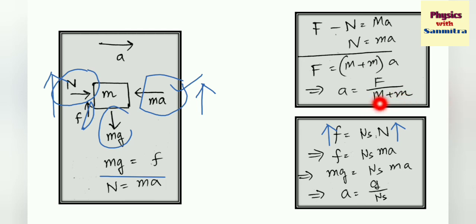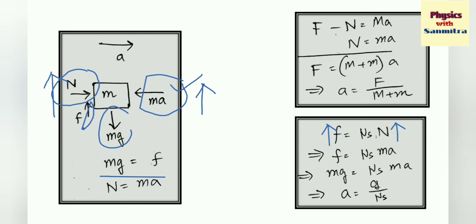Now see, f is equal to mu s into N. So friction is equal to mu s into m into a. See, N is equal to m into a, so f is mu s into m into a. Friction f is equal to mg from here. This friction force is balancing this force mg, the weight. So mg is equal to mu s into ma. A is equal to g by mu s.